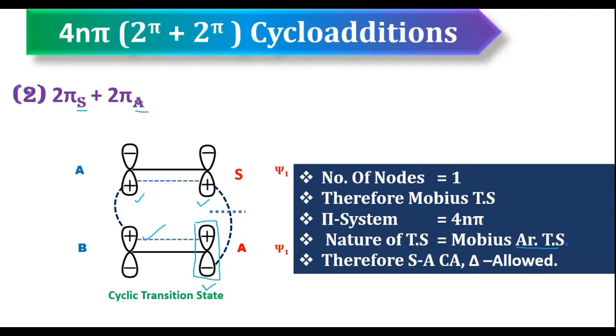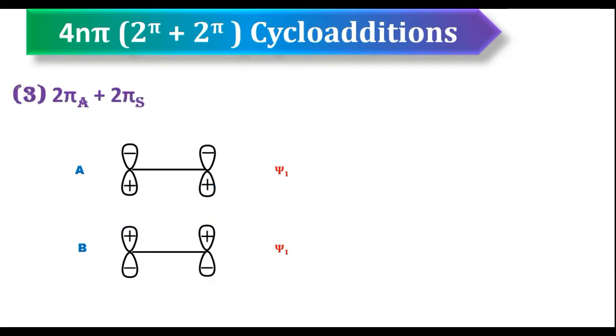Now let's go to the next concept, antra-supra mode of addition. That means the A partner is undergoing antra mode of addition, the B partner is undergoing supra mode of addition. So the first pi partner is undergoing antra mode of addition. That's why I am selecting this lobe and this lobe, opposite side lobes. This is undergoing supra mode of addition. Now I selected same side lobes. So connect these two. Okay, connect here, to complete the transition state.